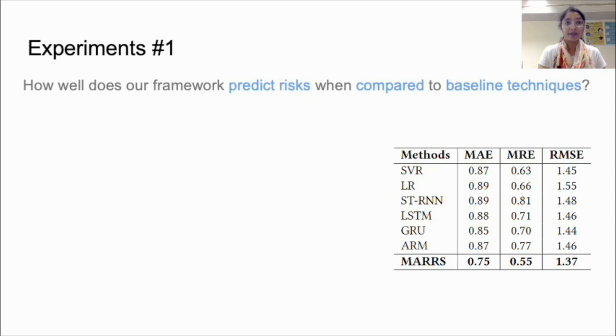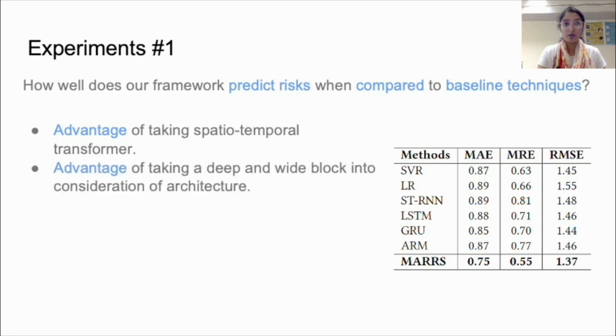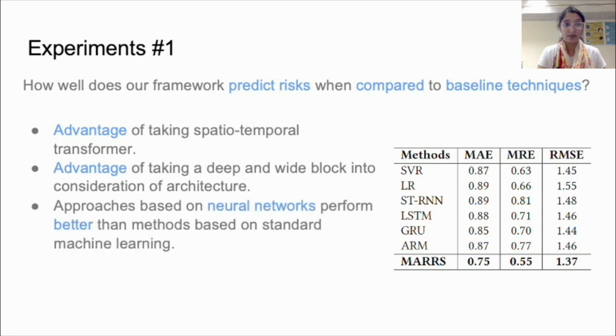Our first experiment on the dataset is how well our framework predicts risk when compared to baseline techniques. As we can observe in the table, our framework performs better in terms of mean absolute error, mean relative error, and RMSE. It may be due to the advantage of the spatial temporal transformer, or because we are considering deep and wide blocks in our architecture, so there might be an increase in terms of performance measures.